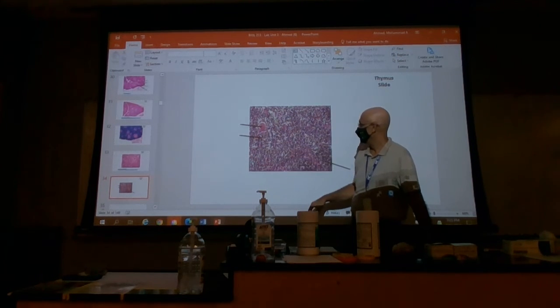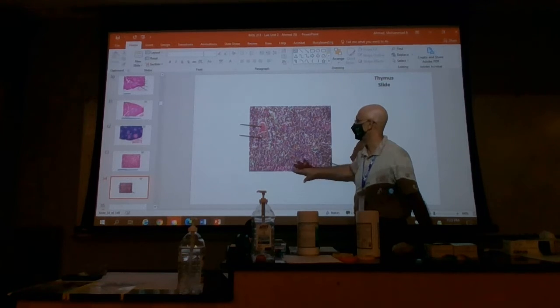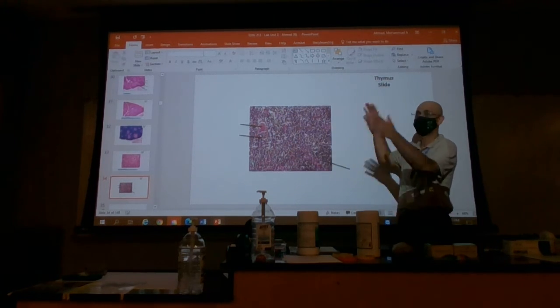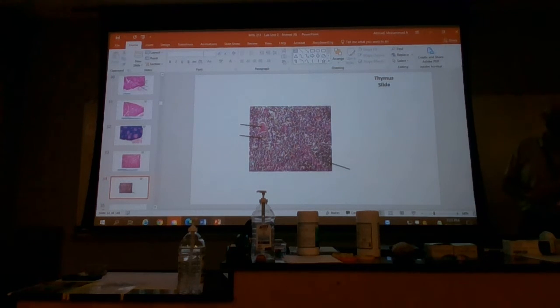And what is this full structure, guys? What is this full structure representing? It's one of the lobules, right? That's one of the lobules. But if it says what is the whole organ? Thymus, right? Thymus. So you should be able to tell what this is representing. You should say it's the lobule, right?